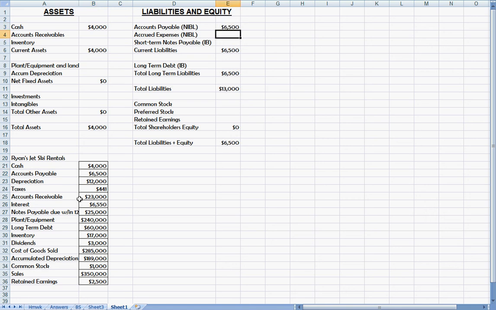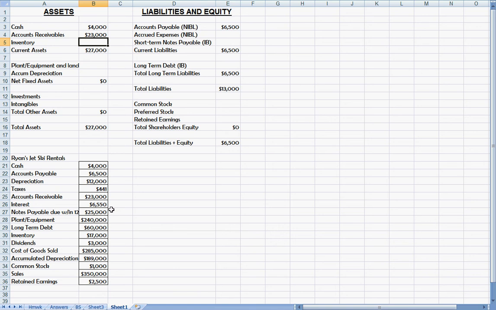Next, we have depreciation. And we are not going to use that because it doesn't say the words accumulated depreciation. That's lower down here. This depreciation item belongs on the income statement, so we're not going to count that. Same thing with taxes. Those don't belong on the balance sheet. They belong in the income statement, so we're going to skip that one. Our accounts receivable, a whopping $23,000. Next, we have our interest due. That's an income statement item, so we're not going to work with that right now.